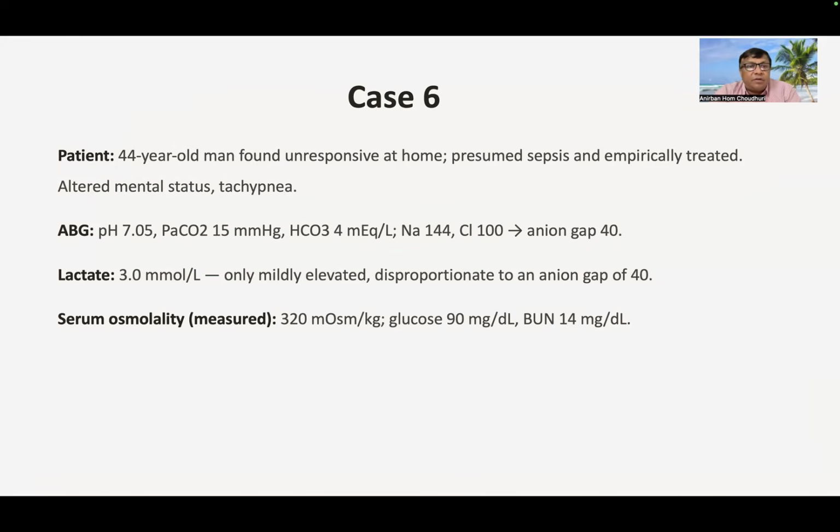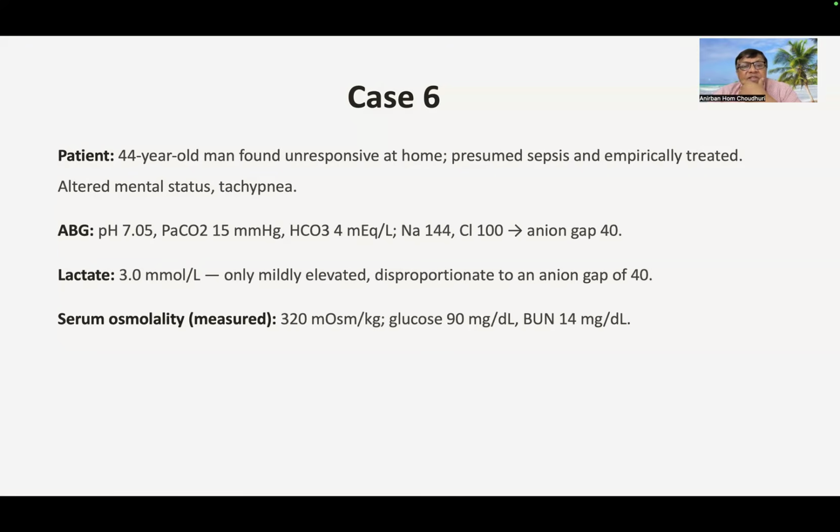Moving on to case 6, a 44-year-old man was found unresponsive at home and was presumed to be having sepsis, and was empirically treated. He has altered mental status and tachypnea. The ABG shows a pH of 7.05, PCO2 of 15, bicarb of 4, sodium of 144, chloride of 100. So the anion gap is 40. The lactate is 3, which is only mildly elevated, disproportionate to an anion gap of 40. The serum osmolality, which is measured, is 320 milliosmoles per kg. Glucose is 90 milligrams per deciliter, and the blood urea nitrogen is 14 milligrams per deciliter.